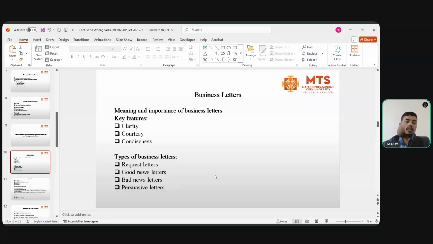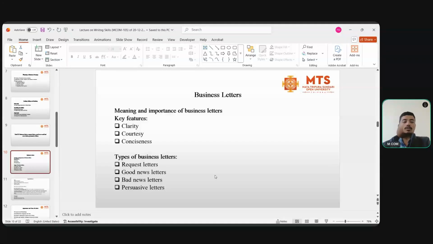What kind of letter is this? A request letter is written to ask for information, permissions, or assistance. So the tone should be polite and respectful. And what about good news letters? It is written to share positive information, such as approval or success. So the tone should always be friendly and encouraging.